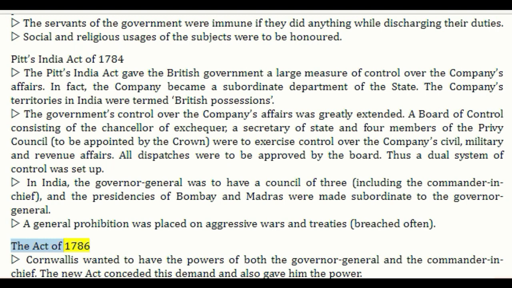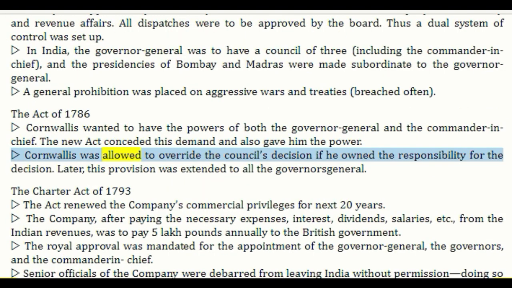The Act of 1786. Cornwallis wanted to have the powers of both the Governor-General and the Commander-in-Chief. The new Act conceded this demand. Cornwallis was also allowed to override the Council's decision if he owned the responsibility for the decision. Later, this provision was extended to all the Governors-General.